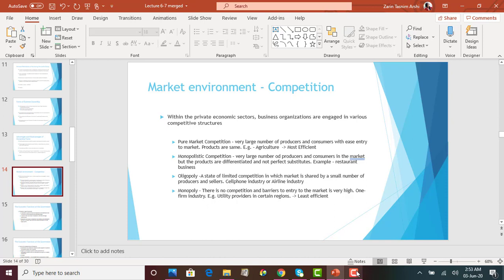I might give you an example. Let's say I say the restaurant industry has products that are differentiated. What type of market structure is it? Is it a pure market structure? Is it monopolistic? Is it an oligopoly, or is it a monopoly? So based on this information, you have to select that.